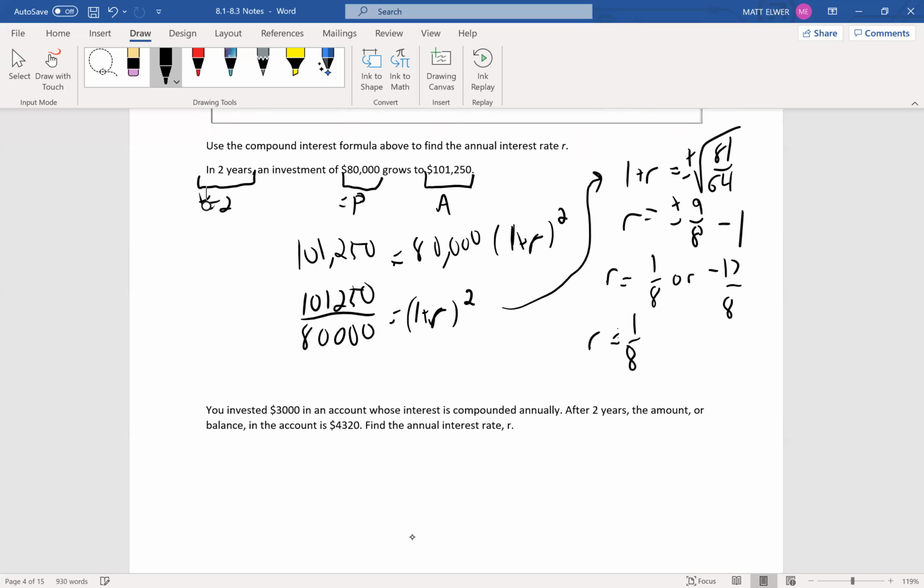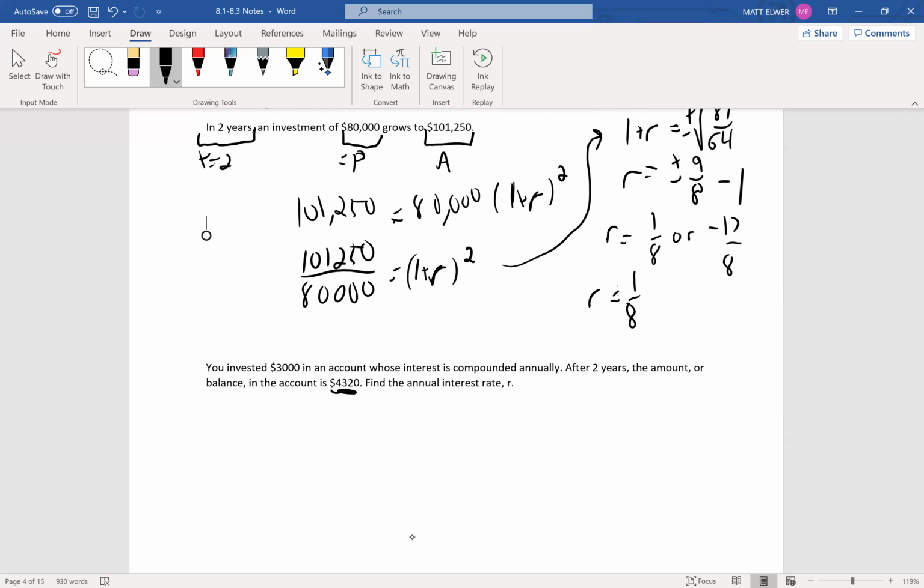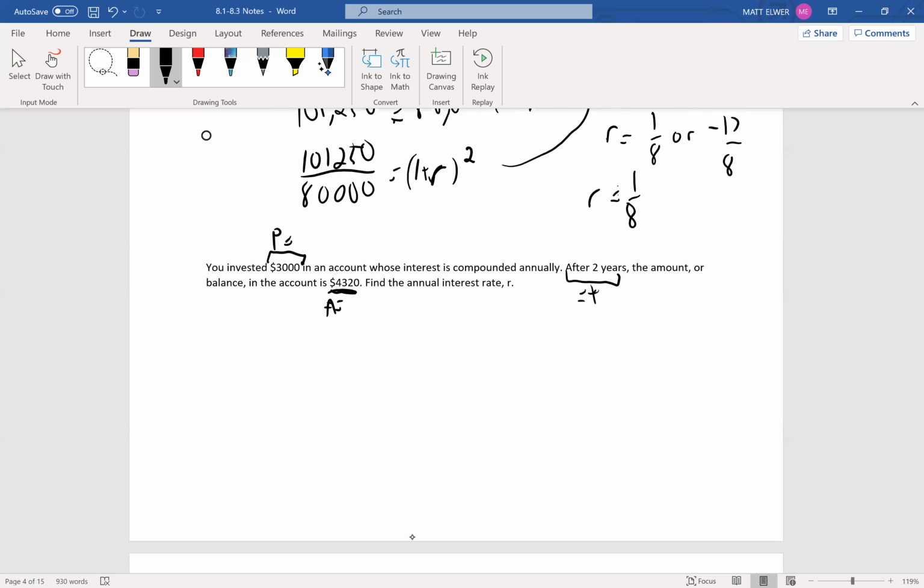So I know that A is going to be what it's worth after the time that it grows. I know that T is how many years it grows for, so 2 years. And then I know that my principal, or my P, is just how much I put in at the start. So if I do that, we get A, which is 4,320, is equal to our principal, 3,000, multiplied by 1 plus R, raised to the T power, in this case T is 2 again.